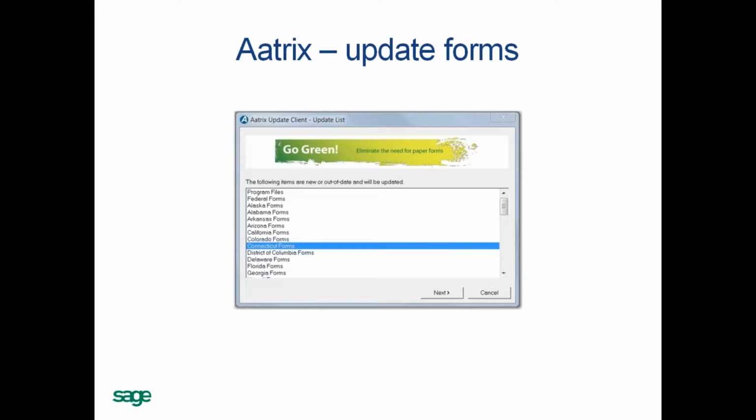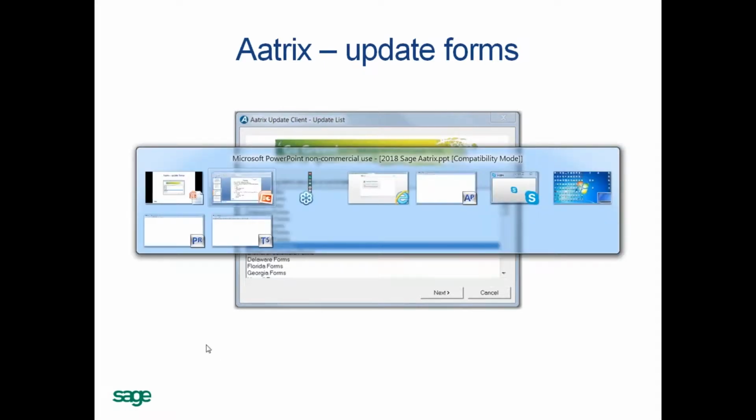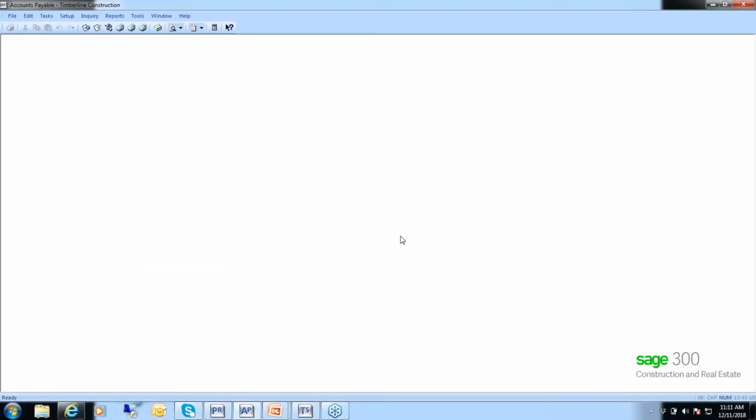All right, so to get started with this then, if you haven't done it already, you're going to register with Atrix if you're going to have them do any e-filing for you. And then you're going to launch the program from the tasks menu in either AP or payroll. And the very first time you do it, it's going to ask you to update the forms. And then from there, we're going to jump into the software and take a look first at 1099s.